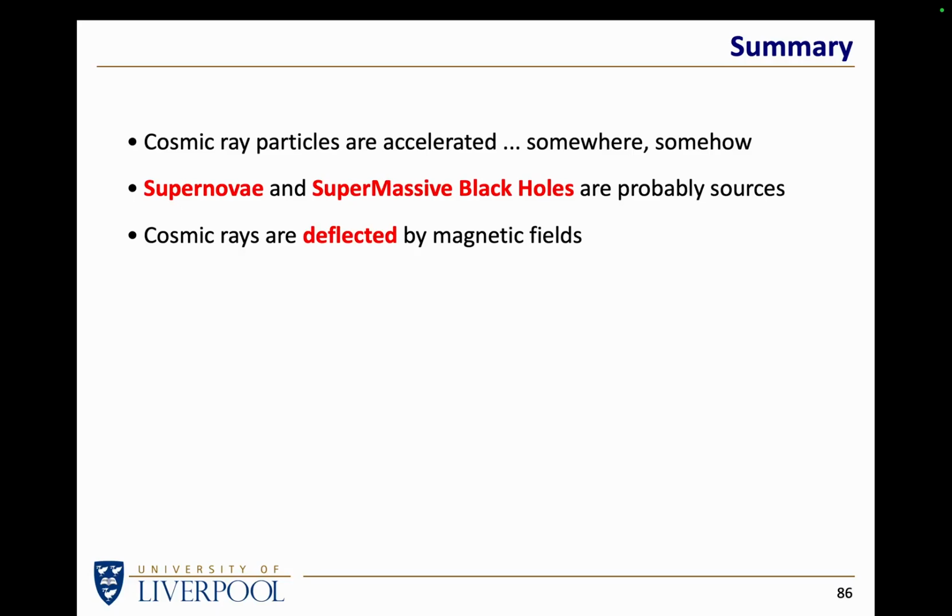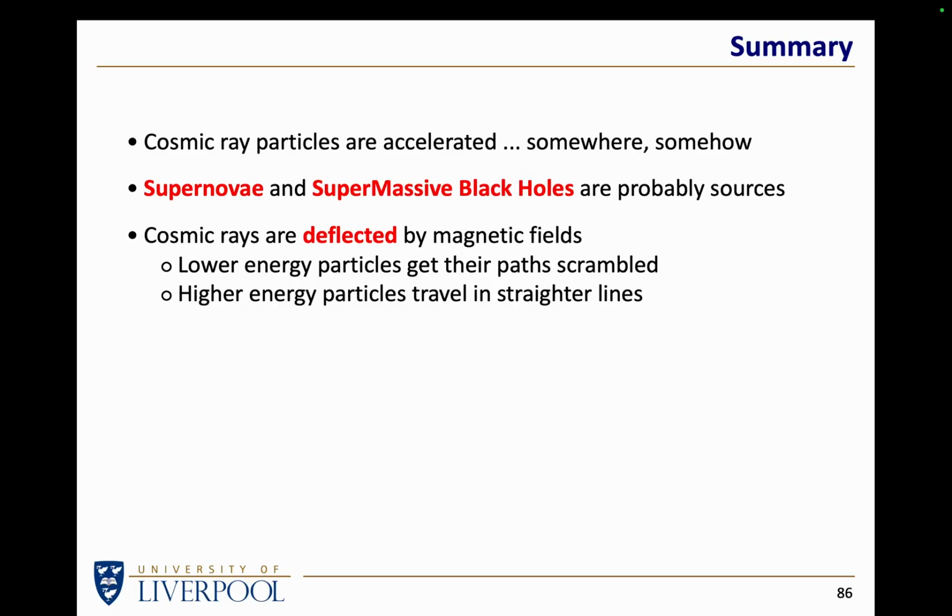We know that cosmic rays can be deflected by magnetic fields. We would assume that low energy particles have their paths completely scrambled because they're deflected so much, and we assume the high energy particles would travel in much straighter lines. We know that the low energy particles in particular are sometimes deflected by Earth's magnetic field, which protects us to some extent, but some particles do definitely make it past Earth's protective magnetic field. We see the aurora from time to time, indicating that charged particles do make it into the Earth's atmosphere.